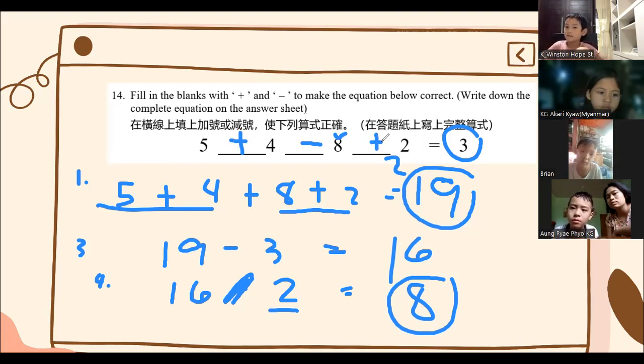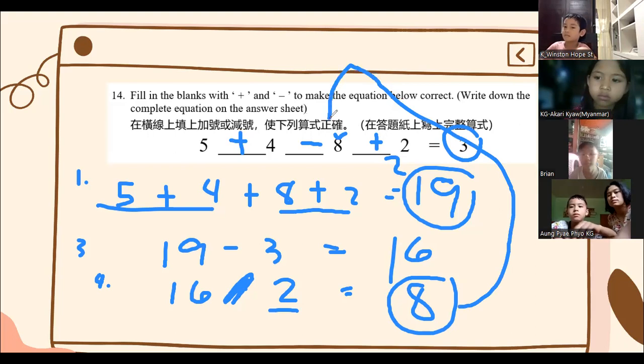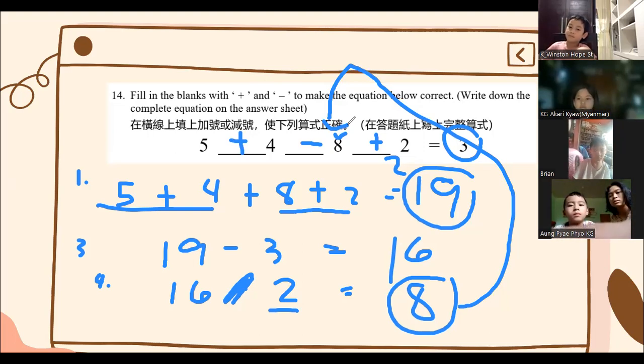Now, okay, that is the case, okay? Because the answer here is 8. So meaning this 8 would have the value, this number. We're going to find if this number exists here in our equation, and if it exists, then that number would have the minus sign, and then the rest, the other numbers, would have the plus sign. So let's see if that is correct.